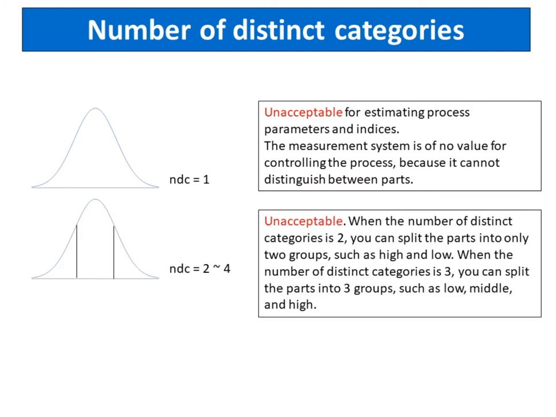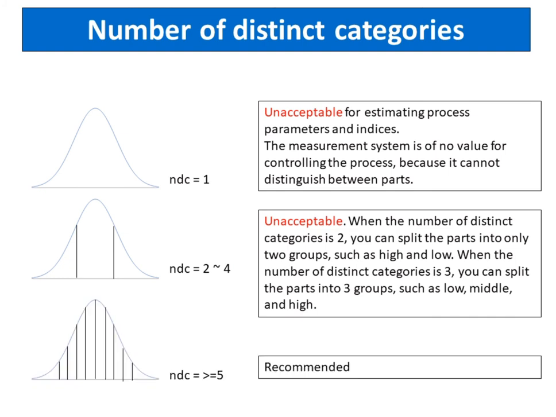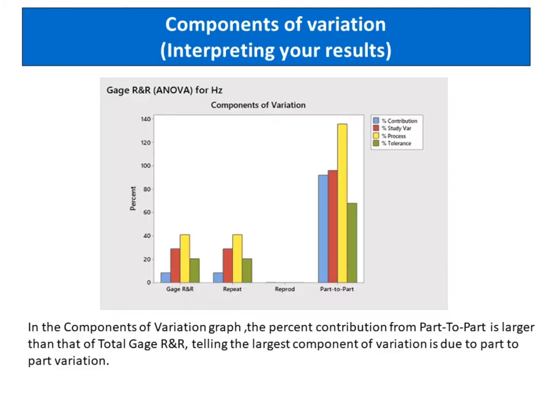When the number of distinct categories is 2, you can split the parts into only 2 groups, such as high and low. When the number of distinct categories is 3, you can split the parts into 3 groups, such as low, middle, and high. NDC equal to or more than 5 is highly recommended. In the components of variation graph, the percent contribution from part to part is larger than that of total gauge R&R, telling that the largest component of variation is due to part-to-part variation.